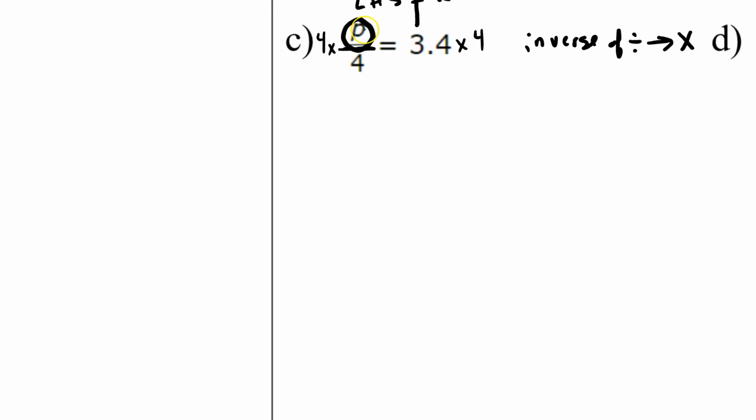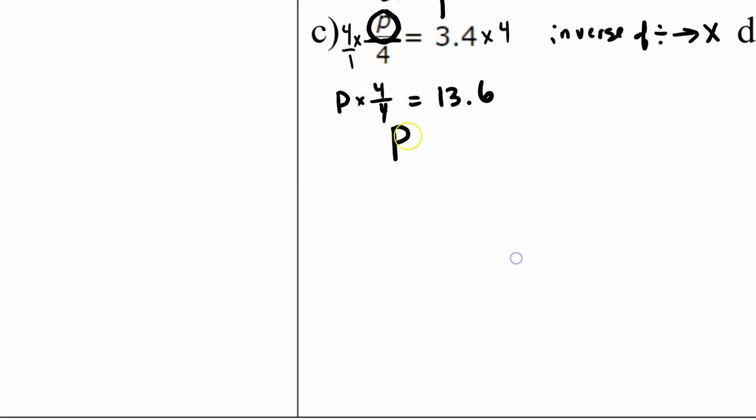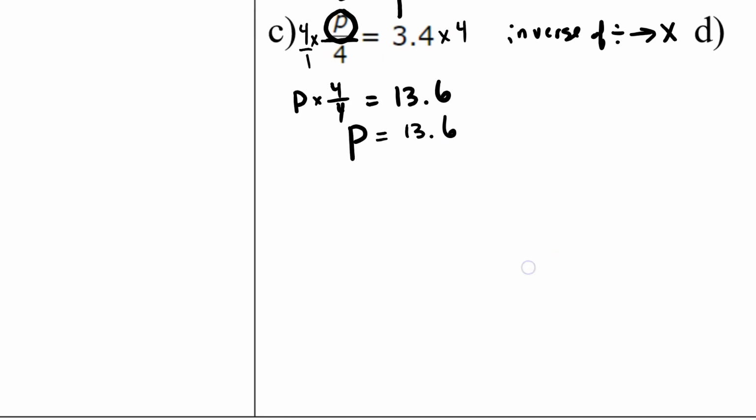When I multiply P divided by 4 multiplied by 4, essentially we're saying P times 1. If I can just step it out a little bit further, I'll say P times 4 over 4, which just equals 1. And 3.4 times 4 is 13.6. Because I know 4 divided by 4 is 1, I can just say P, because P times 1 is simply P, equals 13.6. Now I need to verify.